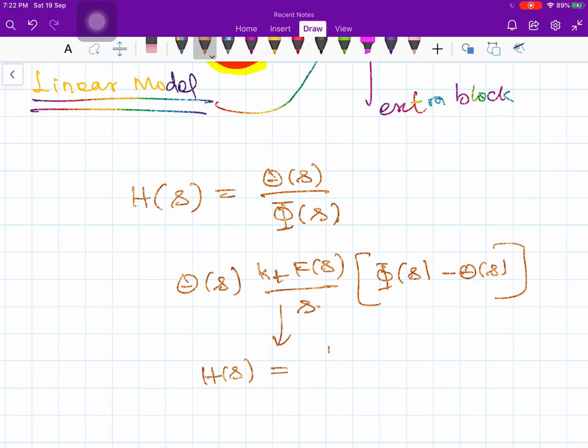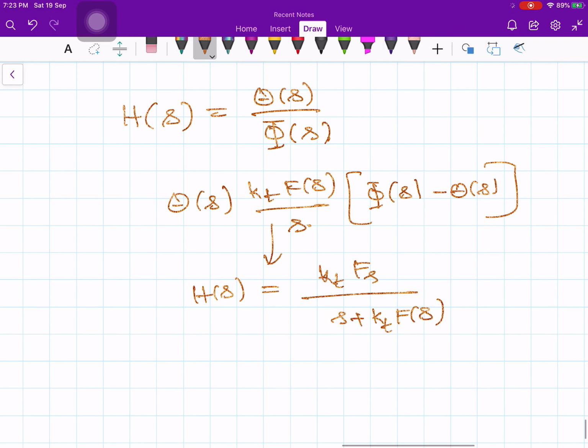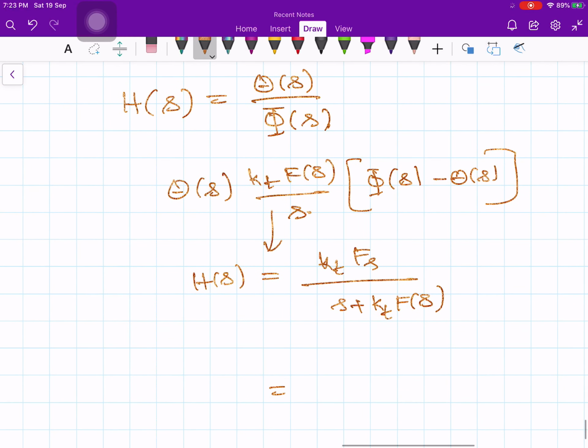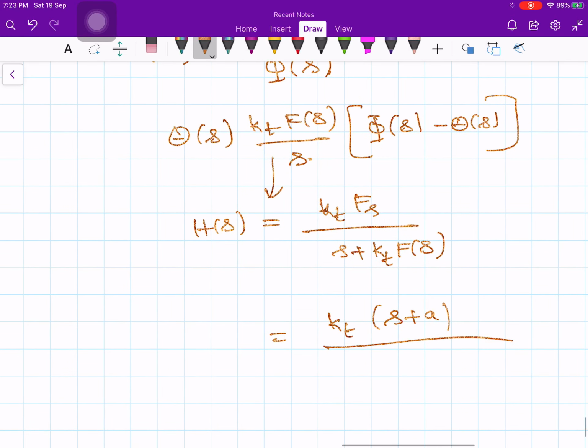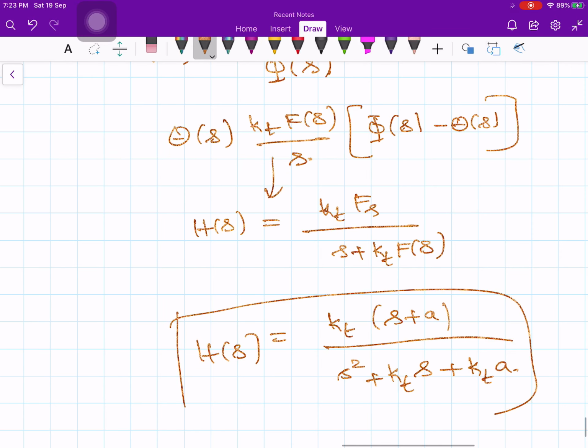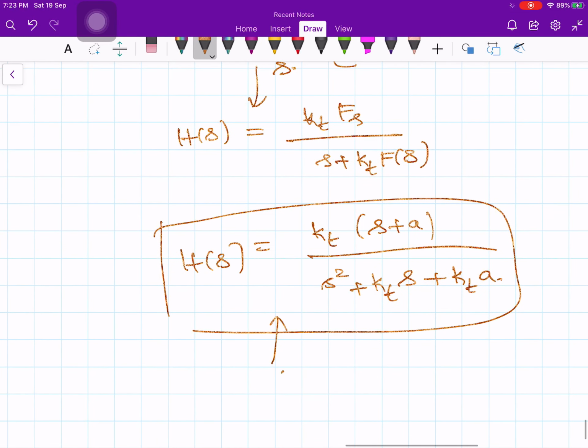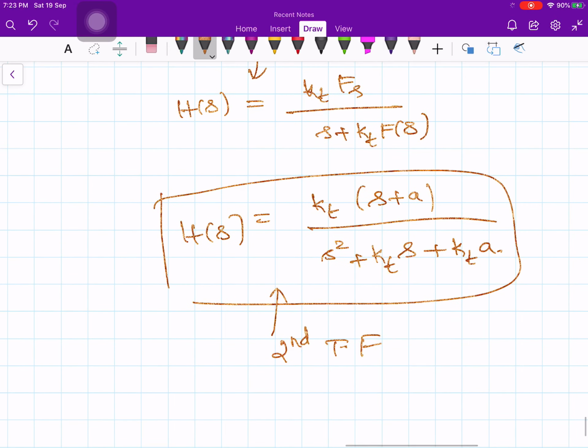You will get kt times f of s divided by s plus kt times f of s. Now substitute for f of s, then it will become kt times (s plus a) divided by s squared plus kt times s plus kt times a. This is my h of s. Now what is this? This is a second order transfer function. So it becomes a second order loop.